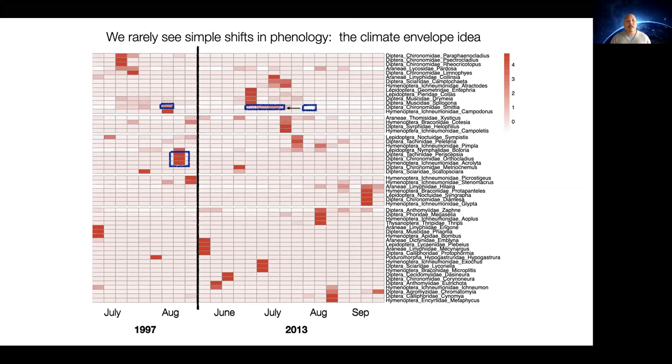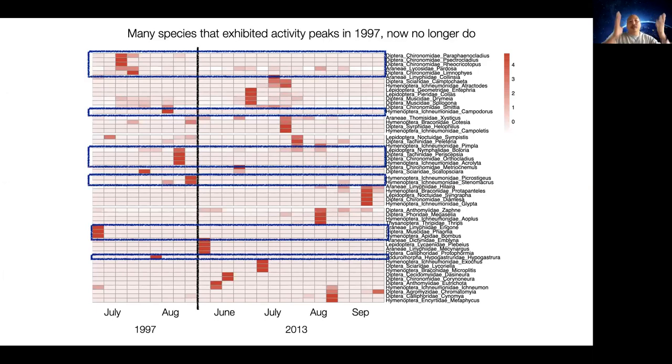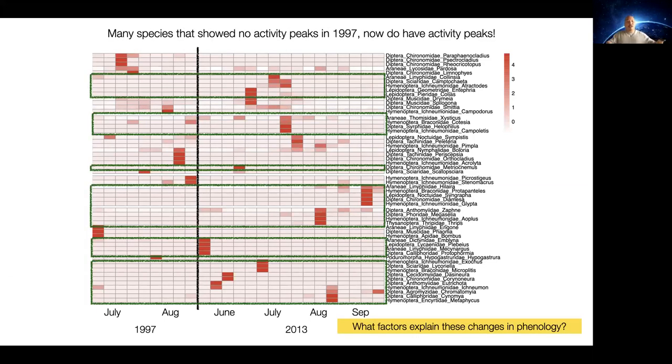Here are 3 more species, biomass peaks in August, and nothing in August, July, or June. In fact, there's a whole bunch of species that had this phenological behavior of having a biomass peak sometime in 1997 and nothing when you get to 2013. And vice versa, there's a whole bunch of species that didn't show these biomass peaks, that didn't have that kind of activity, but when you get to 2013, there they are, showing biomass peaks. So the phenological activity has changed. What on earth is driving all this? It's not as simple as just it's getting warmer, be active earlier.